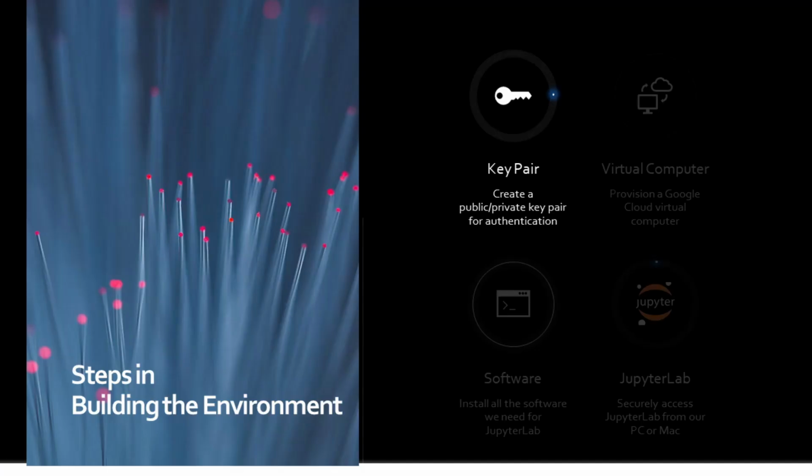To begin, we'll need to create a public-private key pair, which we'll use to authenticate with the virtual computer. To create the key pair, we will use a program bundled with Putty called Putty Key Generator, or PuttyGen for short. PuttyGen is free software which can read key files, save key files, and generate new key files.